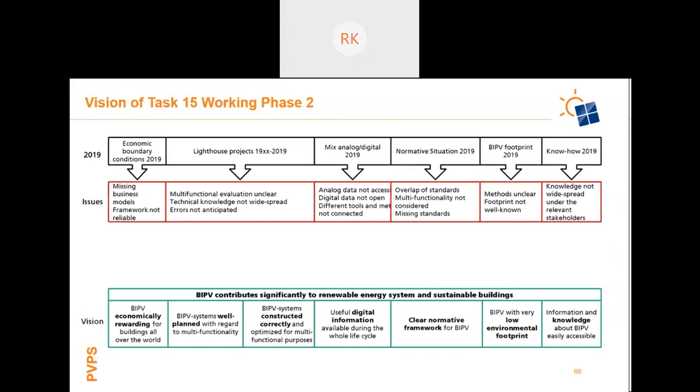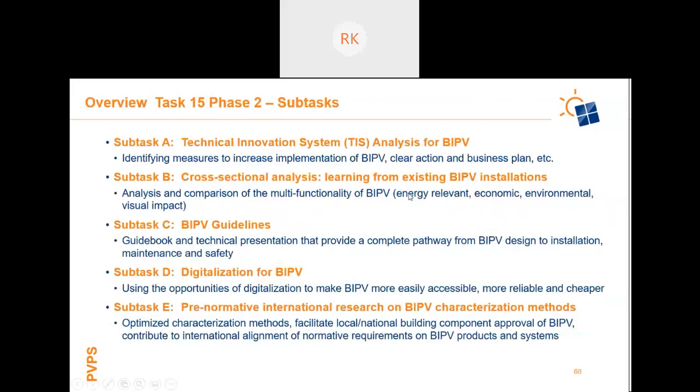We want BIPV to contribute significantly to the renewable energy system and sustainable buildings, which is why we identified a vision on a multidisciplinary level based on our state of the art. And as you can see in the slide right now, still existing issues, like, for example, the multifunctional evaluation of BIPV as a product, but also the standardization and regulatory framework, are still to be harmonized on an international level. Next slide, please.